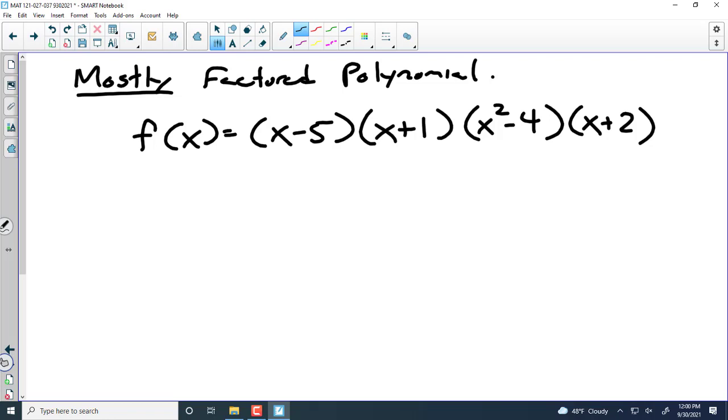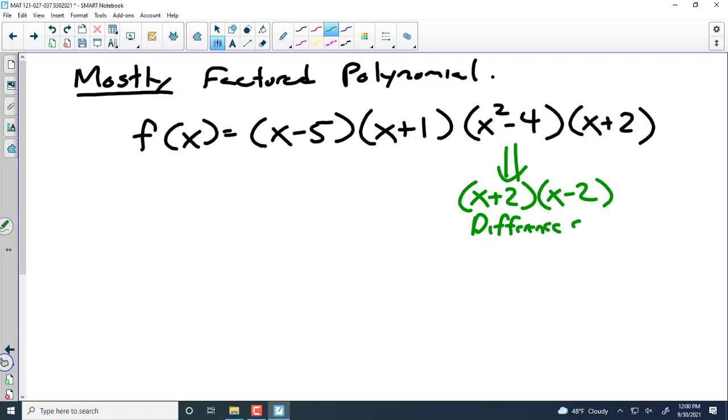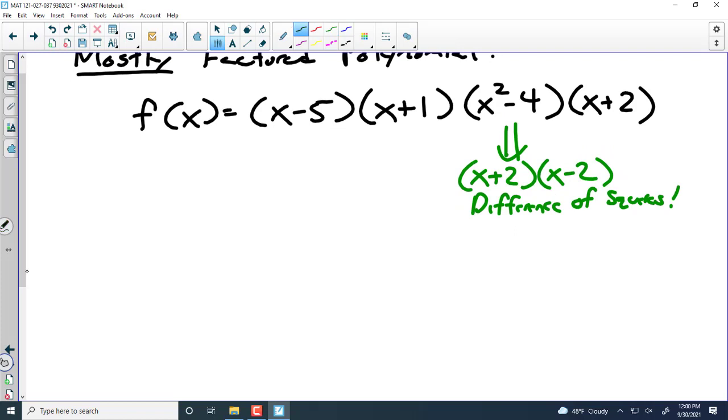It is our job to realize that x squared minus 4 can be written as x plus 2, x minus 2. If you don't like that, look it up in the textbook. Difference of squares. That's what that's called, everyone. That's called difference of squares. It's a factoring technique. Once you factor that one, you put that in instead.